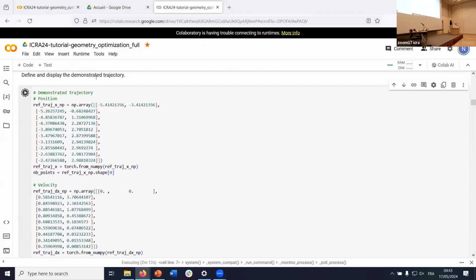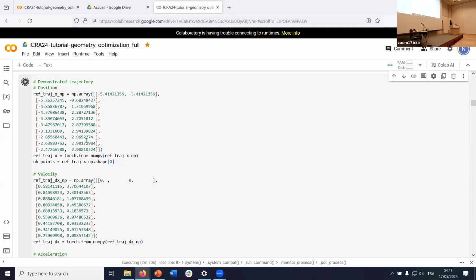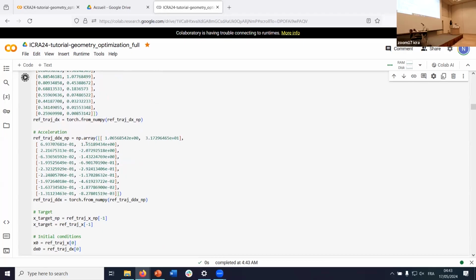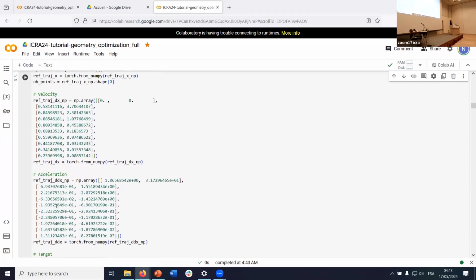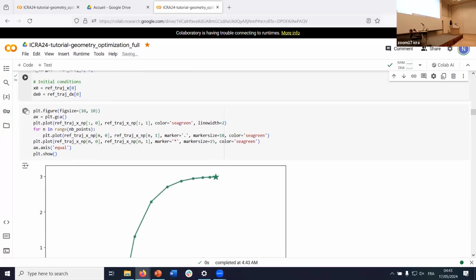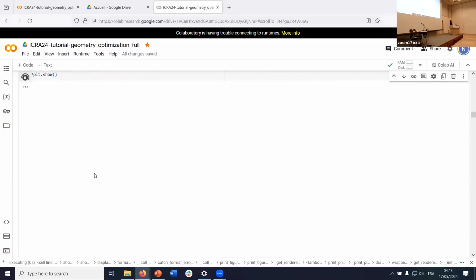In terms of data, here I'm just importing some data that we generated outside. We have some position data, the same plot that you saw before. It will come down in a second. Some velocity data, and finally some acceleration data. I am giving the target as basically the last position data that I'm observing here. Okay, great. So we can then plot this figure.